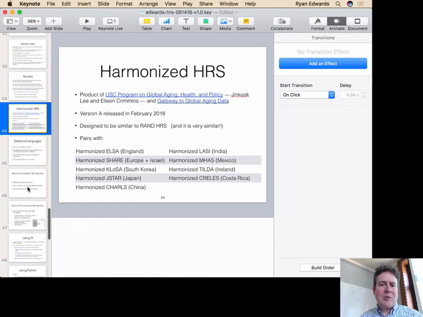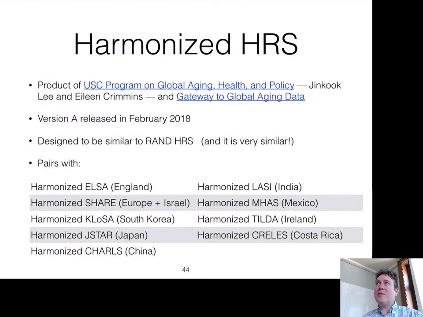This ends up looking a lot like the RAND file. The harmonized HRS is almost the same thing. It just adds a few other variables and drops a bunch, I think. It was intended to provide this ability to compare across all these different countries and these different longitudinal surveys. I've not done that myself, but I think it's a successful and rather lucrative research effort that USC is doing.